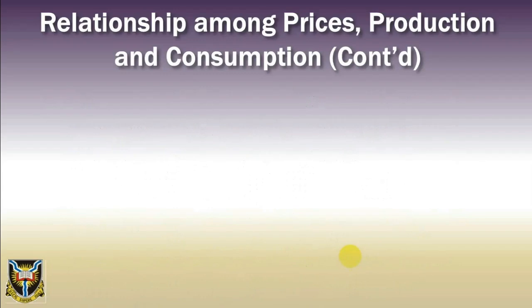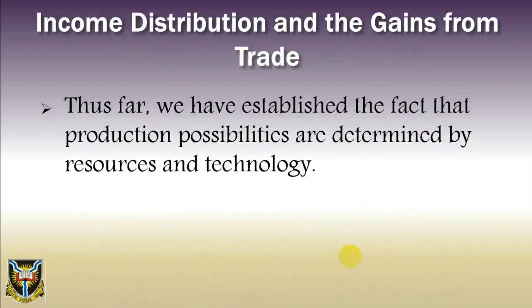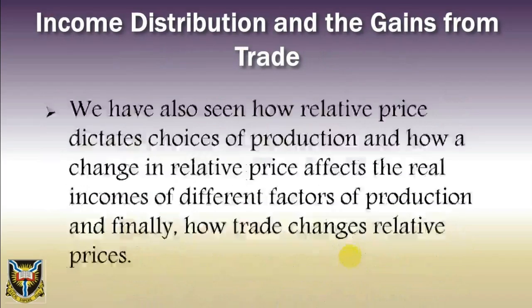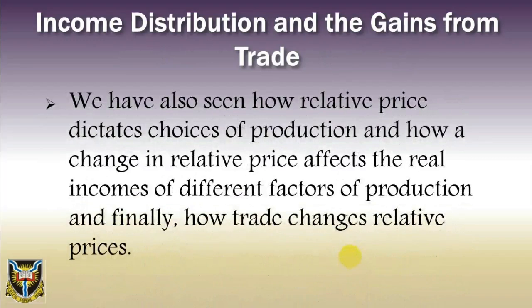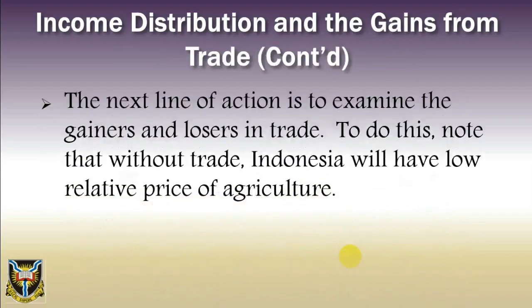Income distribution and gains from trade. Thus far, we have established the fact that production possibilities are determined by resources and technology. We have also seen how relative price dictates choices of production and how a change in relative price affects the real income of different factors of production, and finally how trade changes relative prices. The next line of action is to examine the gainers and losers in trade.